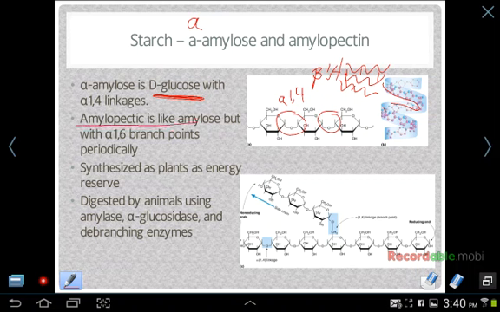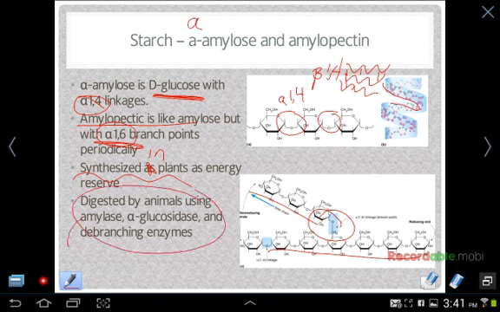Amylopectin is like amylose. It also has the alpha 1,4 linkages, but it also contains alpha 1,6 branches periodically to create branches in the structure. Now, both of these are synthesized in plants as energy reserve, and can be digested by animals using amylase that's found in the saliva as well as the gut, alpha-glucosidase, and debranching enzymes that can come in and help digest at the branch points. And these are specialized enzymes.